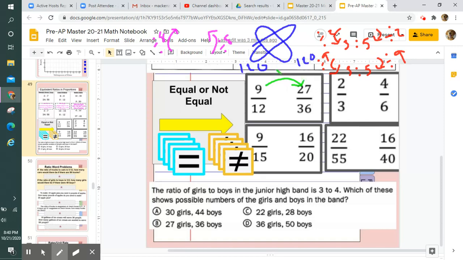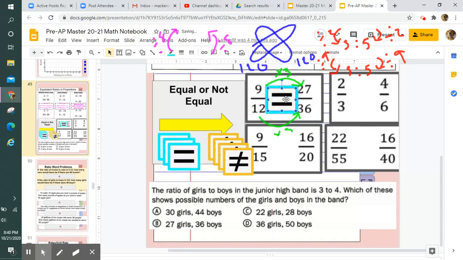Well, isn't 9 times 3 27? So I'm going to check down here. Is 12 times 3 36? And it is, so that means that that one is equivalent. So I'm going to drag an equal sign over here. Okay, looking at our next one here.